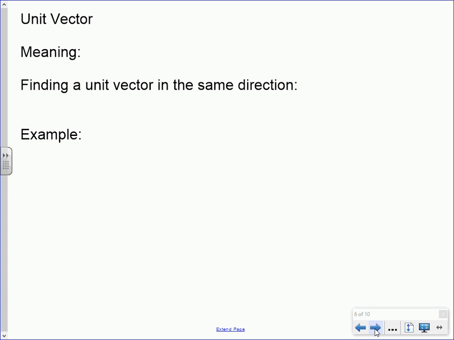Unit vector. I was throwing out the word unit earlier. What is a unit vector?